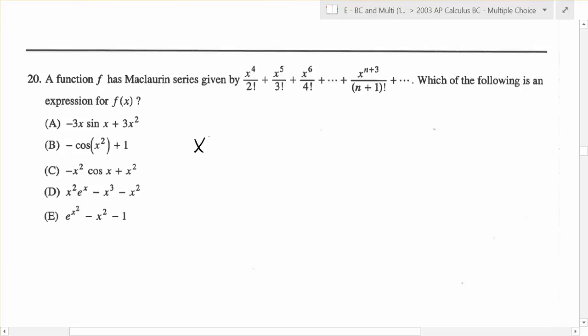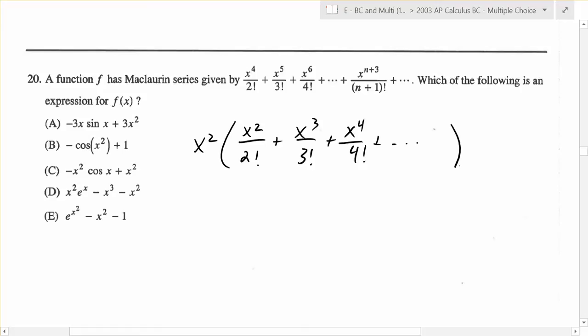What could you factor out first to make it look like something we know? X squared. So if you factor out x squared, you end up with what? X squared over 2 factorial plus x cubed over 3 factorial plus x to the 4th over what? 4 factorial, right? That's nice.